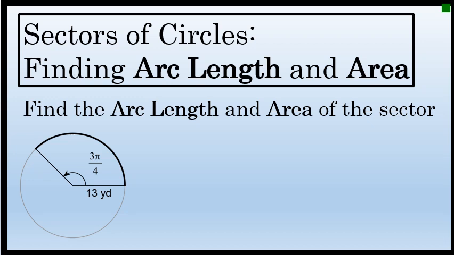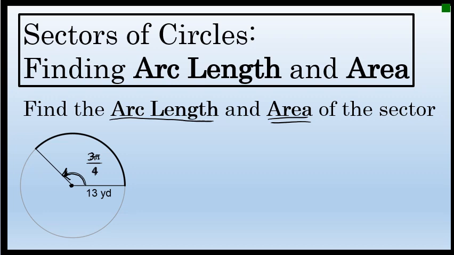In this example problem, dealing with sectors of circles, we will find the arc length and the area of a sector of a circle. A sector of a circle is a fraction of a circle that's defined by a central angle, in this case 3π/4 radians, whose vertex is the center of the circle.